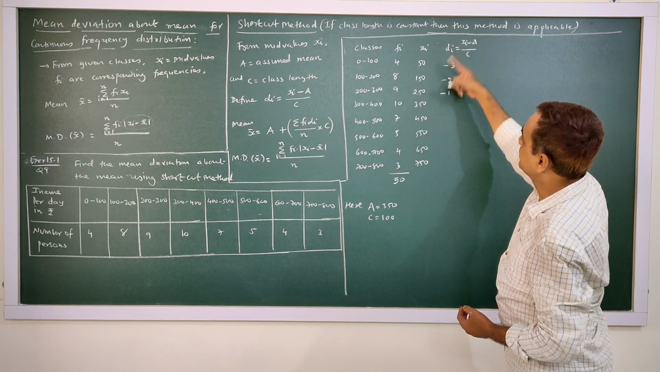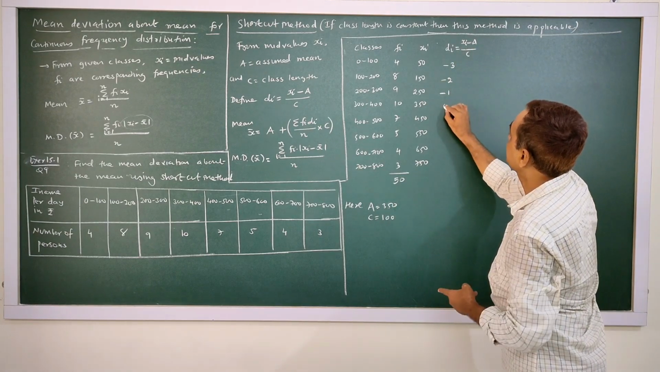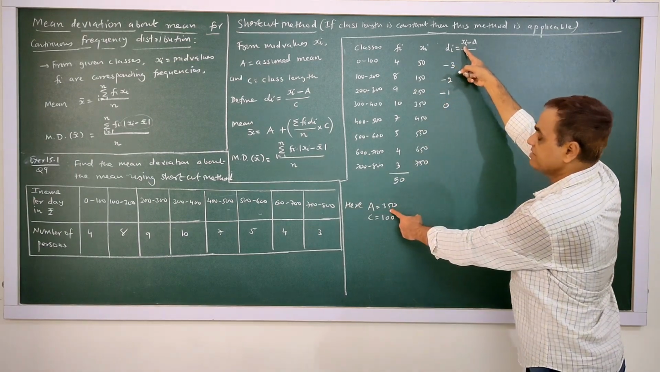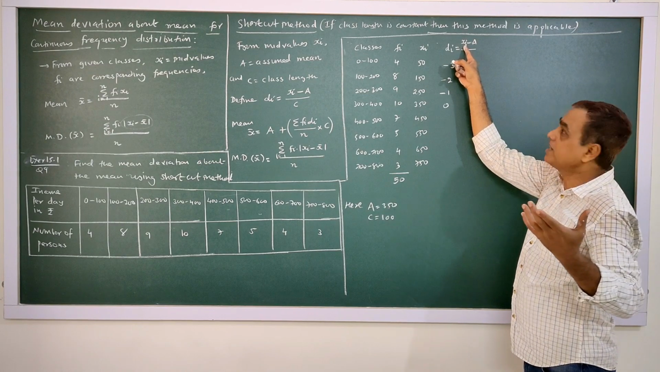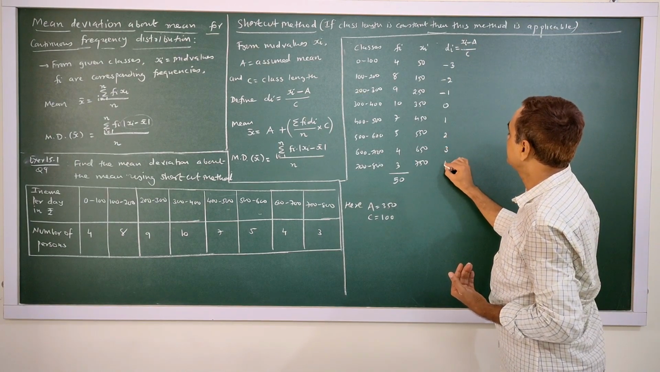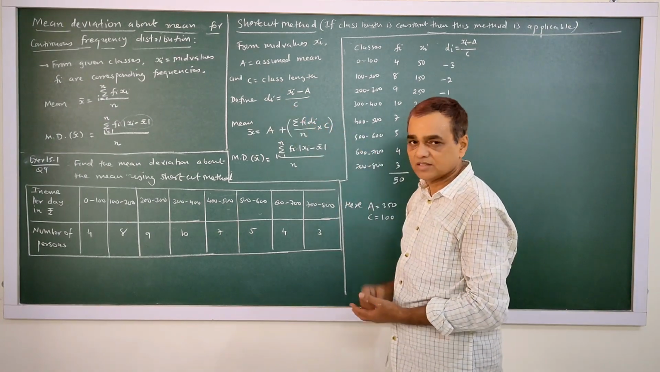Then put here 350. So 350 minus 350, that is 0. 0 divided by 100 is 0. 450. 450 minus 350 is 100. 100 divided by 100 is 1. Similarly, this will be 2, this will be 3, this will be 4. So we prepare the column for di.